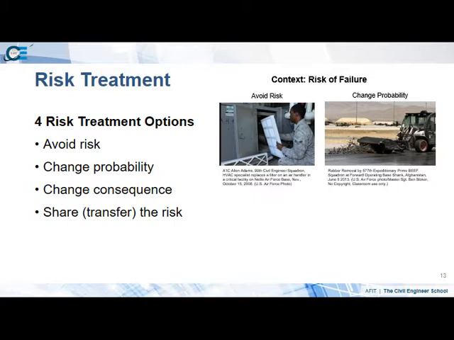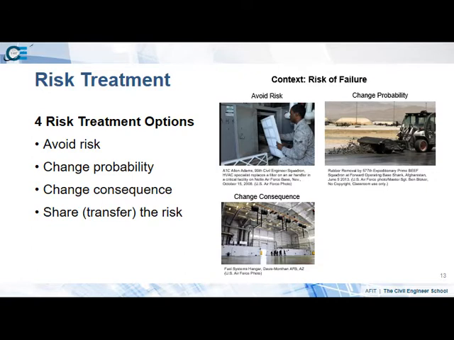How do we change the consequence? That one's a little bit more complicated. Here we have a hangar. What if that hangar was in really bad shape and had to move somewhere else because ultimately we didn't have enough money to take care of repairing that hangar and adjusting the probability? We could move the functions within that facility to another facility. That would change the consequence of that particular asset.